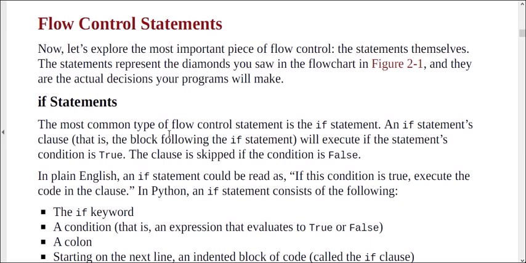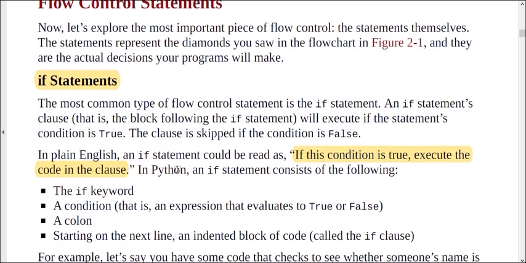There are many kinds of statements in flow control. The first one is the if statement. The most common type of flow control statement is the if statement. An if statement's clause will be executed if the if statement's condition is true, and if the condition is false, then the clause will be skipped. The basic way to understand an if statement is that if this condition is true, execute the code in the clause.